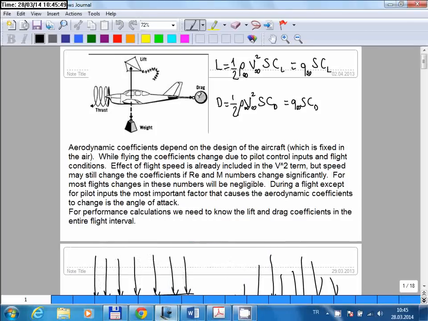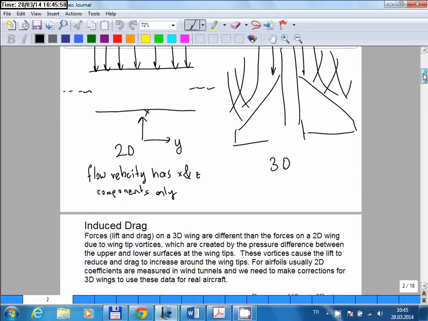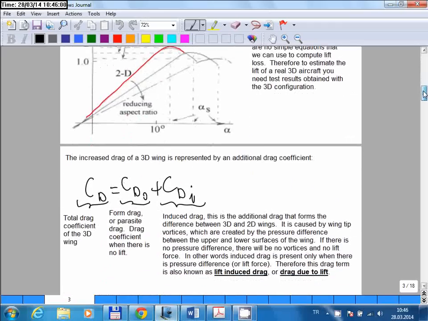Okay, welcome. So let's make a quick review of our last lecture. If you remember, I was talking about the three-dimensional effects, and let me just go down.